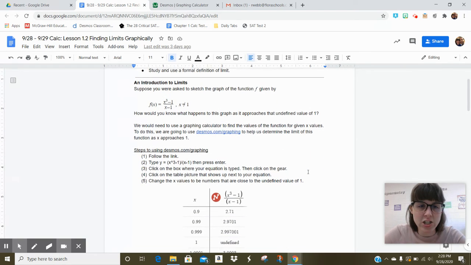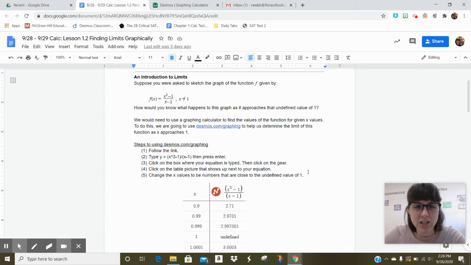Okay, an introduction to limits. Suppose you were asked to sketch the graph of the function f given by f of x equals x to the third minus 1 over x minus 1. But x itself cannot equal 1 because that would make it undefined. So, how would you know what happens to this graph as it approaches that undefined value of 1? Well, you would need to use a graphing calculator to find the values of the function for given x values that are close to 1.